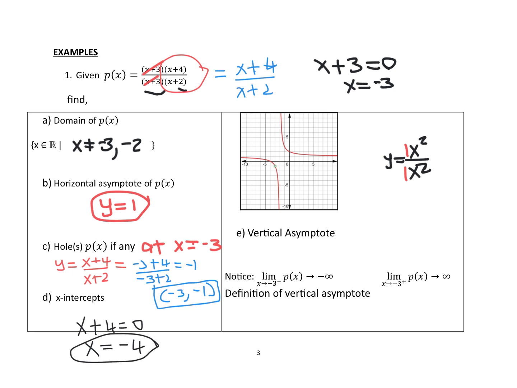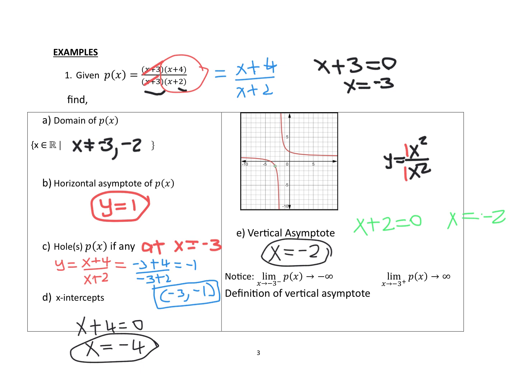Okay, now I look for the vertical asymptote. Now the vertical asymptote, you get it by taking whatever is in the denominator, whatever was left, and make it equal to 0 and solve. So I'm going to write x plus 2. So this is going to be x plus 2 equal to 0. So I solve it. I get x equals -2. So now my vertical asymptote is x equals -2.